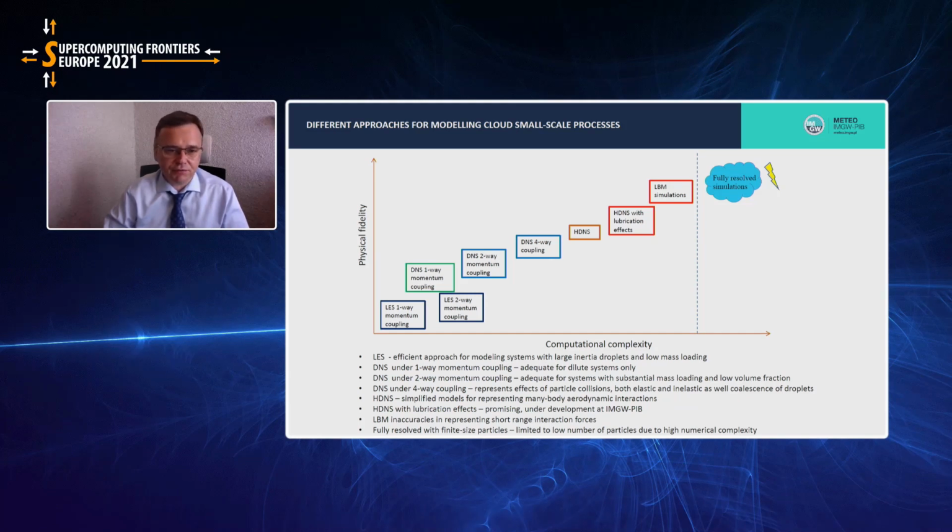If there is a large volume fraction of droplets, then we should also use some parameterization of collisions, elastic or inelastic. So then the more appropriate is DNS under four-way coupling. For representing aerodynamic interaction and the turbulent flow, hybrid direct numerical simulation is recommended. Currently, we work on HDNS along with the lubrication effects. And the most precise and realistic are fully resolved simulations or LBM, the lattice Boltzmann method, but they are computationally expensive and limited to a very small number of droplets.